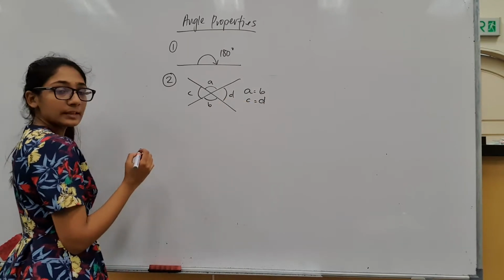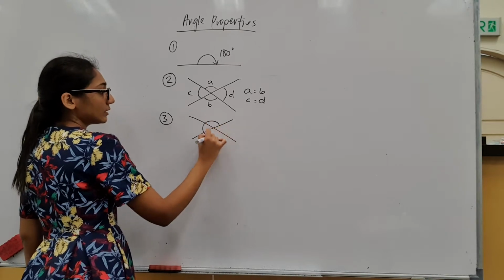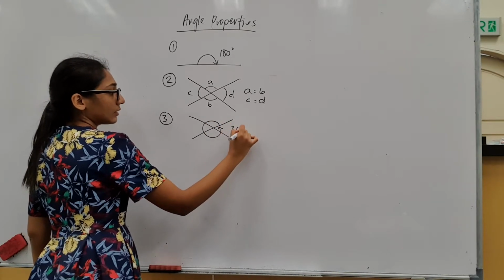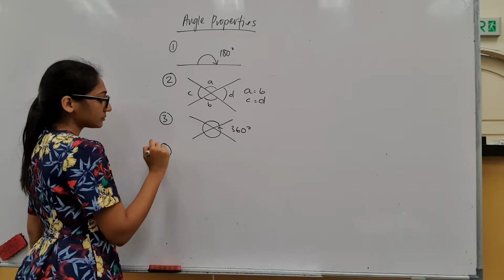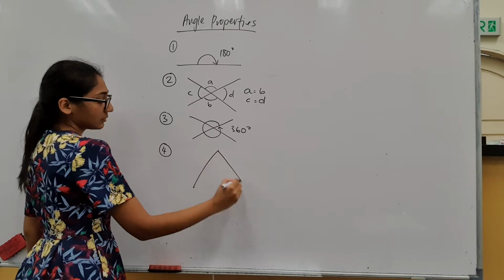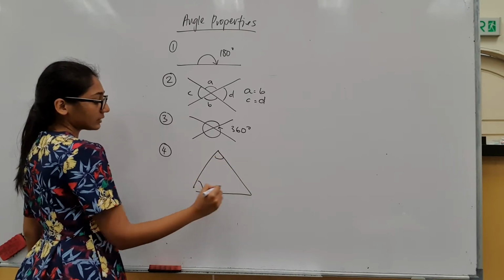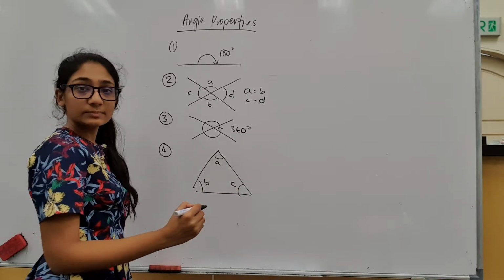Okay. Thirdly, a full turn is 360 degrees. Fourthly, I have a triangle. All the angles in a triangle will sum up to 180 degrees.